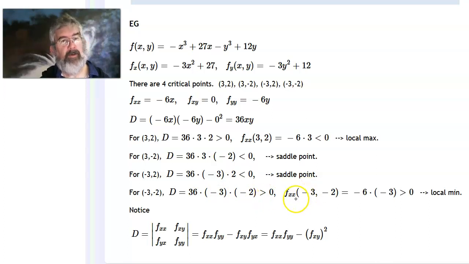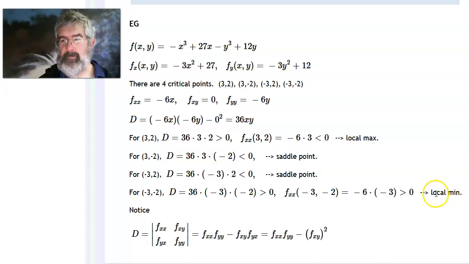Looking at the second partial in the x direction, it's -6 times -3, which is positive, which tells me concave up, which means if I'm horizontal tangent in a concave up situation, I must be at the bottom of a valley, so I'm at a local minimum.